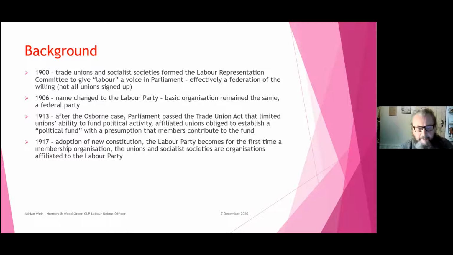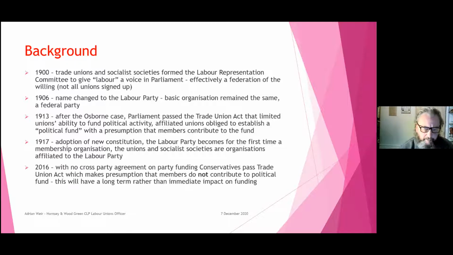So it wasn't until 1917 that the party adopted a new constitution that for the first time, so it had almost been in operation for 20 years, that the idea of allowing individual members was adopted for the first time. So we had individual members could join the party, and the unions and socialist societies became affiliated organisations to the party.